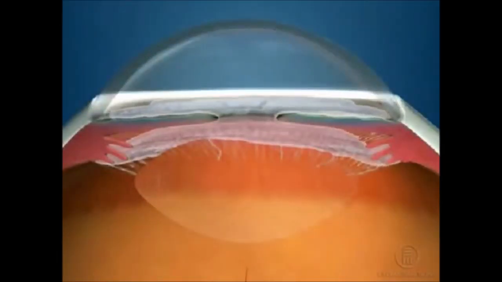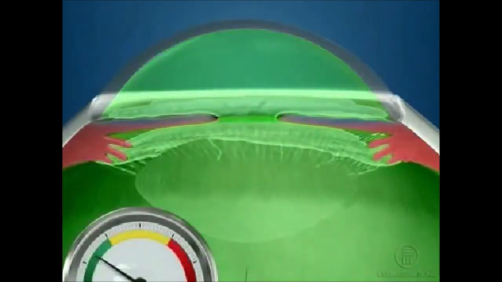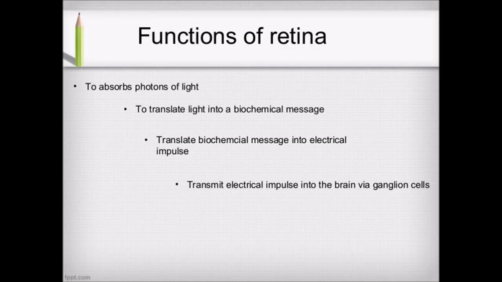Now the production and absorption of aqueous humor should be equal so that the intraocular pressure is maintained. This is required for the normal inflation of the globe and for the nutrition of the eye. Coming to the retina, it absorbs photons of light, translates light into biochemical messages, and these electrical impulses are then carried to the brain through ganglion cells.